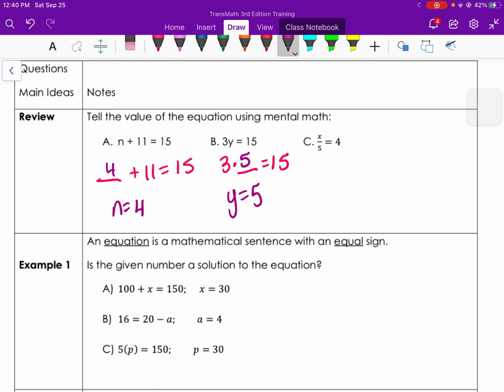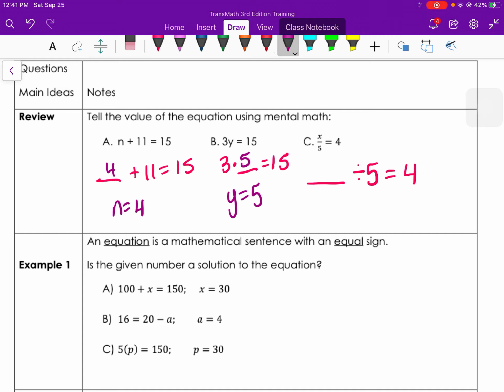In the equation in C, you might not have seen yet. When you have x over 5 as a fraction, we have to remember that that fraction bar implies division. So translating this statement, it says, what number divided by 5 gives me 4? So you have to think of a bigger number, and dividing it by 5 gives me 4.